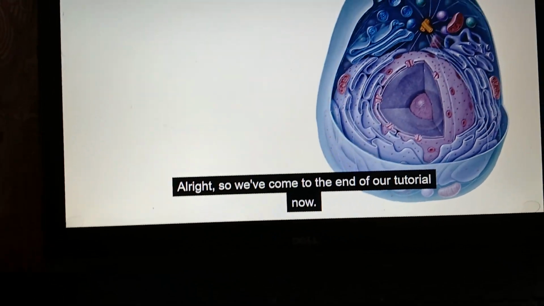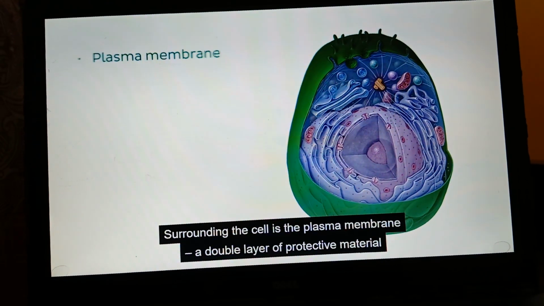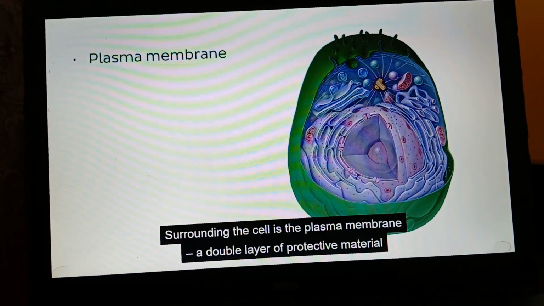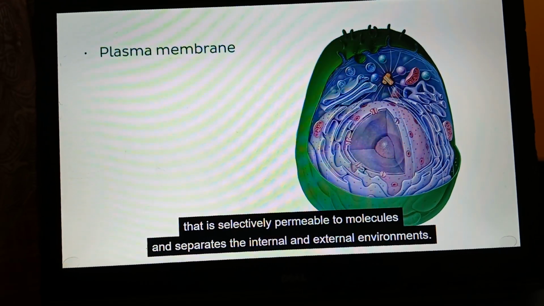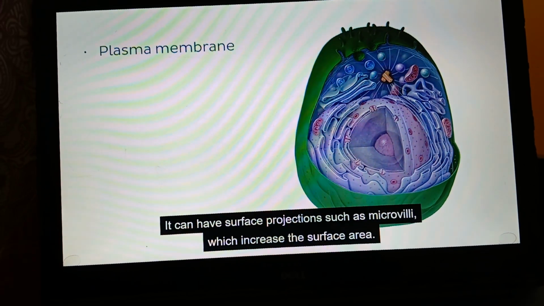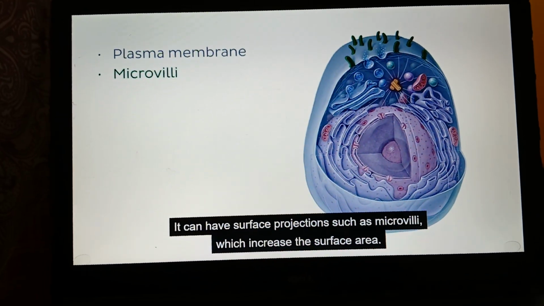Alright, so we've come to the end of our tutorial now. Let's run through a quick summary of everything that we learnt today. Surrounding the cell is the plasma membrane, a double layer of protective material that is selectively permeable to molecules and separates the internal and external environments. It can have surface projections such as microvilli, which increase the surface area.